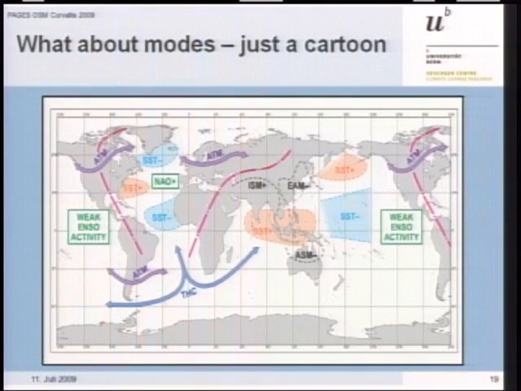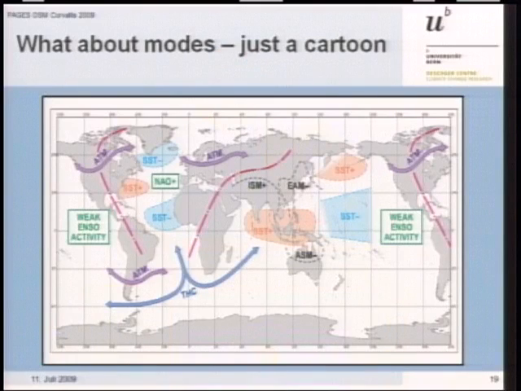Finally, I was just drawing a cartoon to come to the conclusions. It's just showing the idea or the question about modes. And this figure was based on a screening of all the papers we have from the Middle Holocene or even the early Holocene around 9,000 years BP. If you're looking at these papers, you have the impression that at least most of the papers are representing a rather positive North Atlantic oscillation state and a weak ENSO activity.